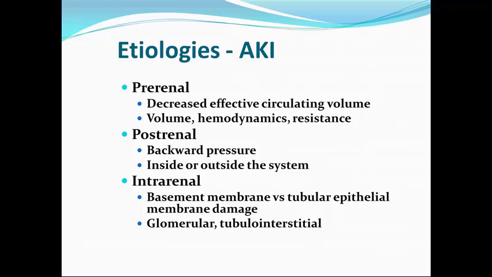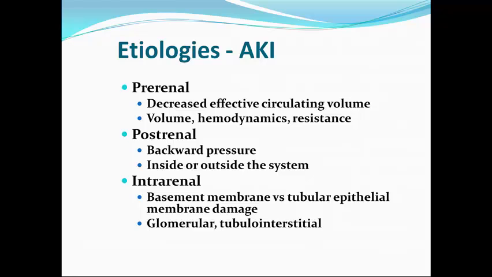So when we look at a pre-renal acute kidney injury, what we're looking at over and over, and the key here, is a decrease in the effective circulating volume that is reaching the kidneys. This concept of the decreased effective circulating volume is pathophysiologically important because this may be due to volume, this may be due to changes in hemodynamics, or it may be due to resistance.